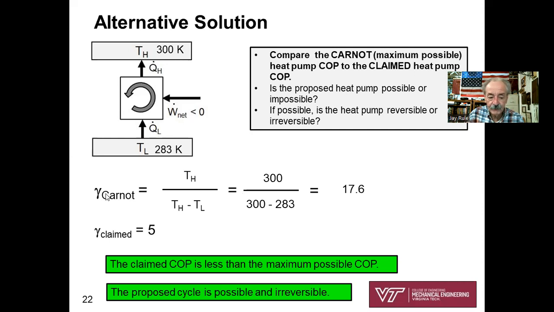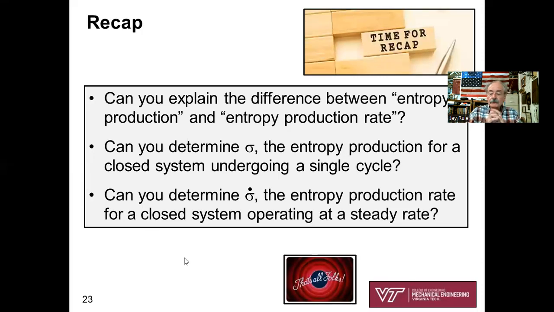The Carnot coefficient of performance for the heat pump, gamma, is 17.6. Wow. And the claimed coefficient of performance is 5. And so, yes, absolutely, this is possible, and it's irreversible. So those were 2 specific examples of closed systems operating at a rate commonly found in everyday lives.